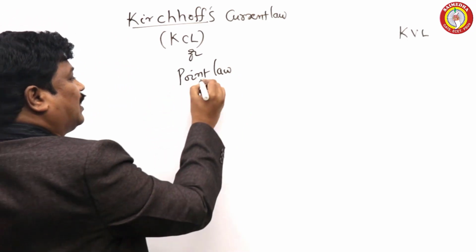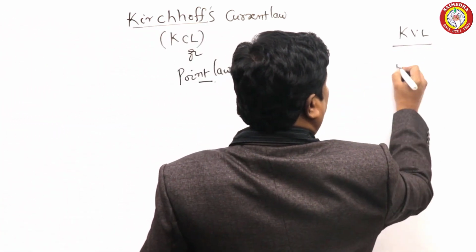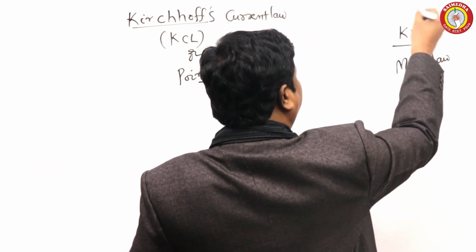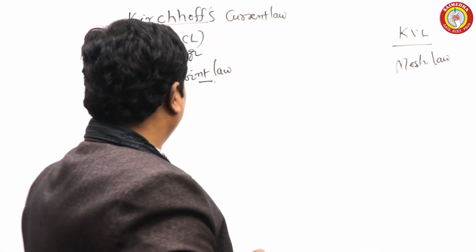Kirchhoff's current law is also called point law. Kirchhoff's voltage law is called mesh law because it is based on the closed path. Hence it is called mesh law.